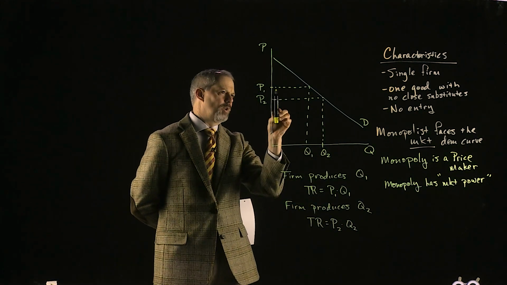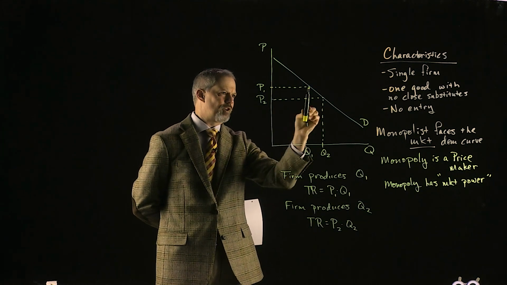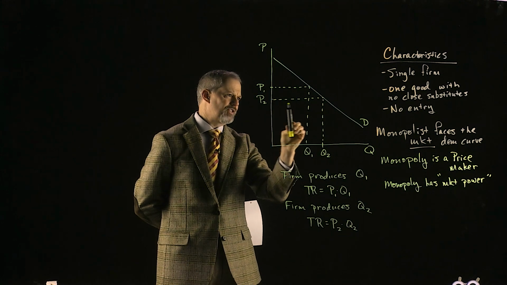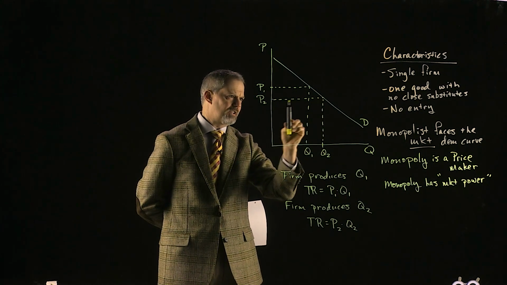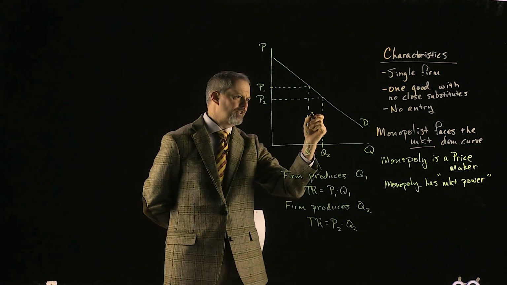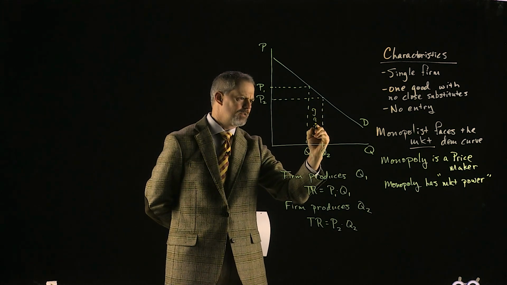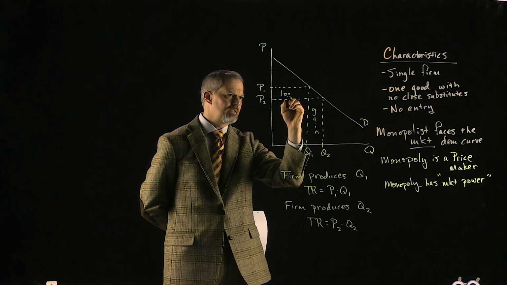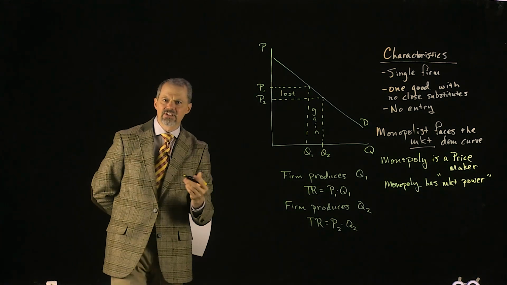P1 times Q1 is this first rectangle right in here. That's the revenue that the firm will earn if it produces Q1. If it produces Q2, it's going to earn a different area. It's going to get this rectangle right down here. So it's going to gain this chunk. This is gain. But it's going to lose this. Say that part's lost. So there's this trade-off.